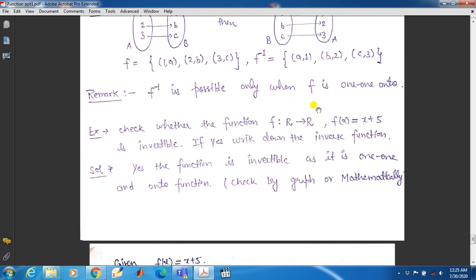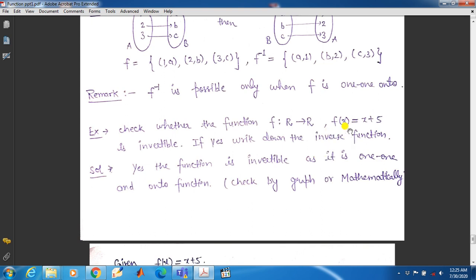For that, y equals f(x), or you can check the function by the graph also. Draw the graph of x plus 5 and you can check that each horizontal line will cut the graph at most one point, and all the possible horizontal lines will cut this graph. That means this function is 1-1 and also onto. If it is 1-1 and onto, that means the function is invertible.